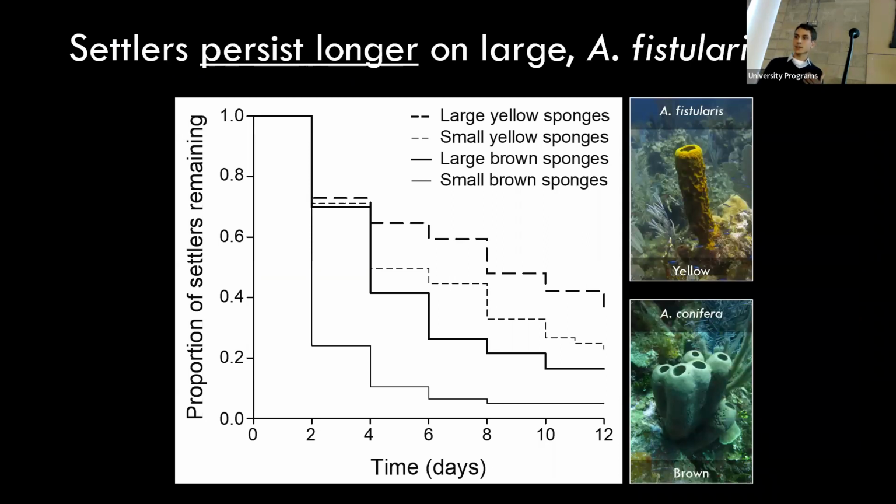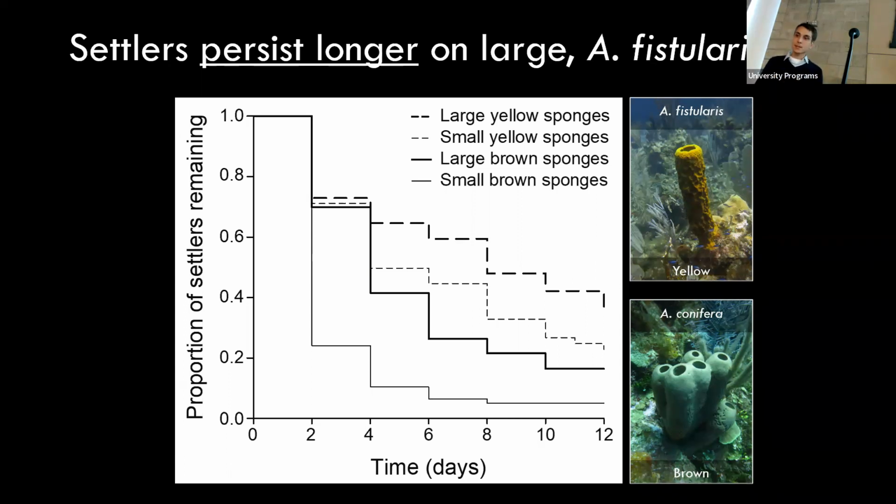Okay, and what I found was that cellar persistence was also predicted by the sponge species and sponge size. So here we see that over time, the proportion of cellars that remained on a tube sponge was highest on these large yellow tube sponges, rather than these small yellow tube sponges or brown tube sponges. So that fits really well with the observed distribution, right?